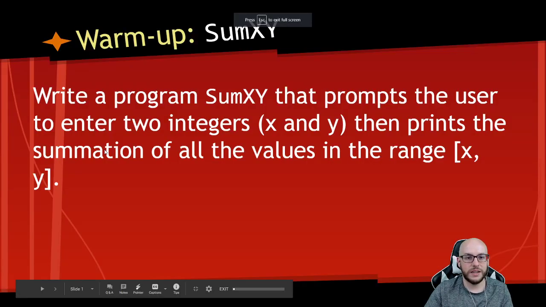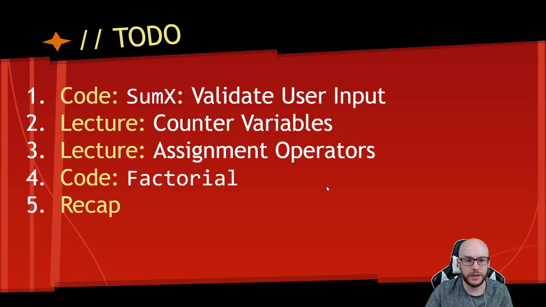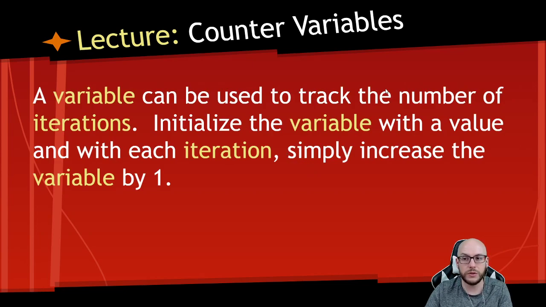Let's hop back to our slides because there's a couple of things. I want to talk about counter variables. I want to talk about assignment operators, and I think we'll code factorial and hit our recap in a different video. So loops often need to track their iterations. That is the number of times the body of the loop executes. A variable can be used to track the number of iterations.